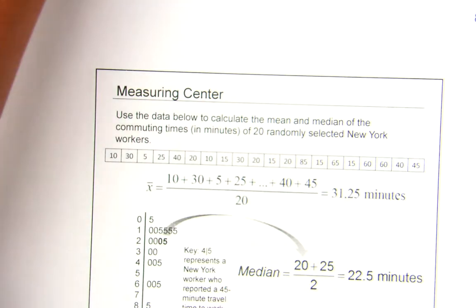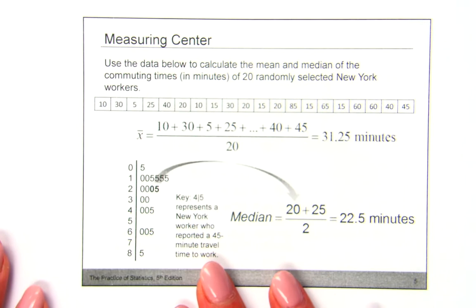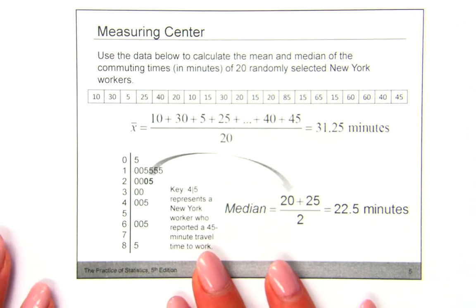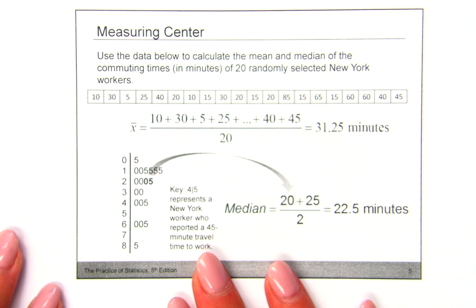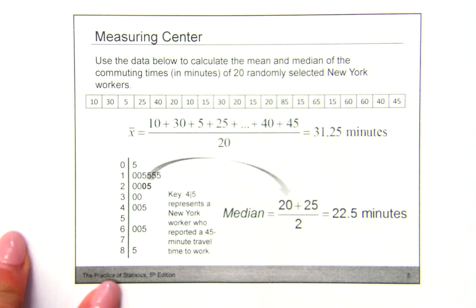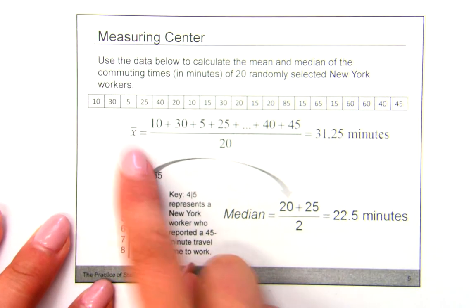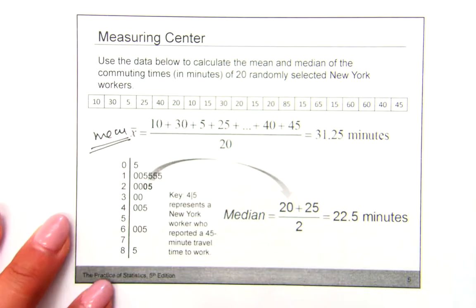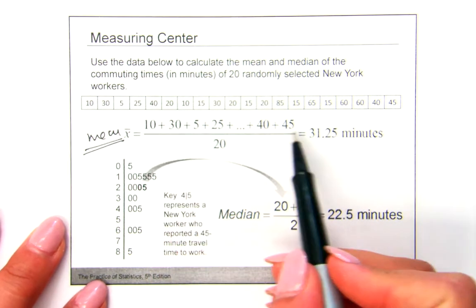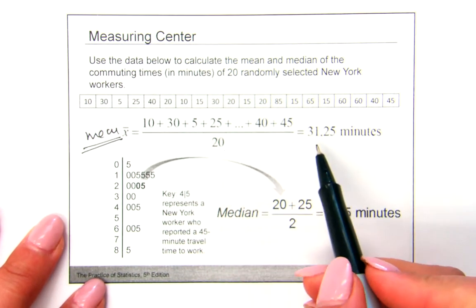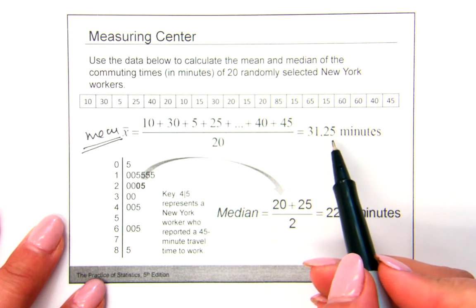Now, this is how you do it: use the data below to calculate the median of the commuting times of 20 randomly selected New York workers. I think I used this data set before, yes, I did. So we have the mean. This is your mean: all of your data divided by 20, because you had 20 points of observation. So your mean is 31.25 minutes.